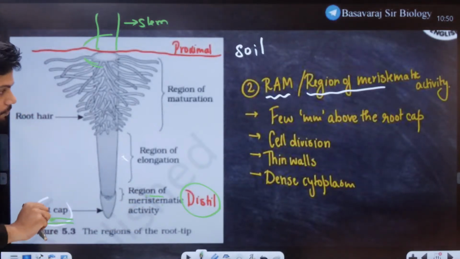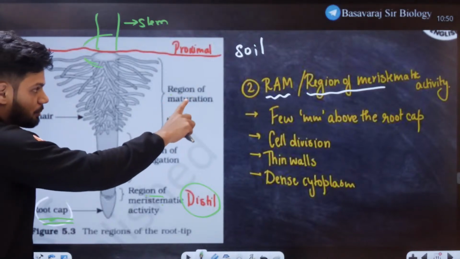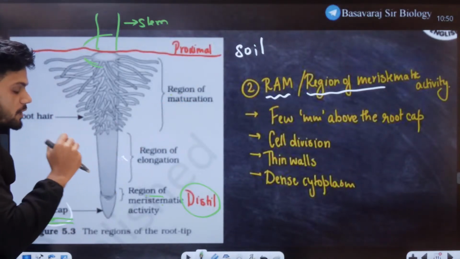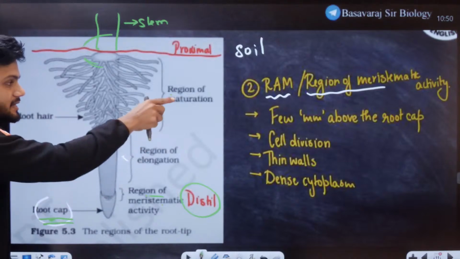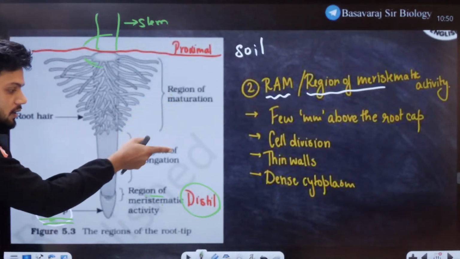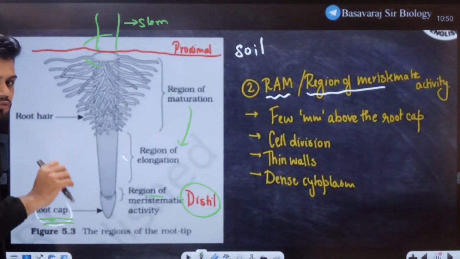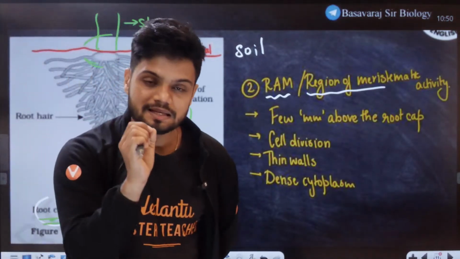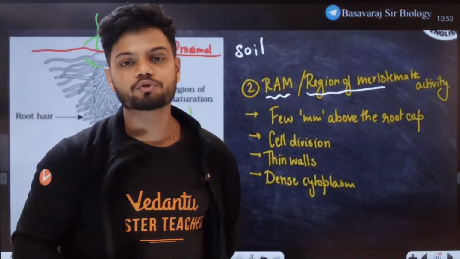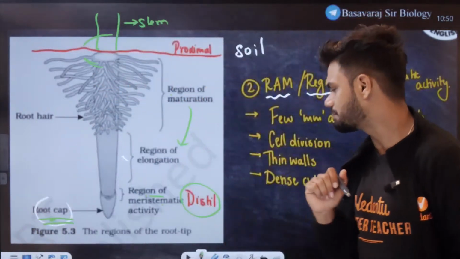Last question to all of you. Region of maturation: tell me which is the distal end here. The distal end to the region of maturation is the region of elongation. So if you understood the concept of distal and proximal, fire emoji in the chat. Very simple concept.